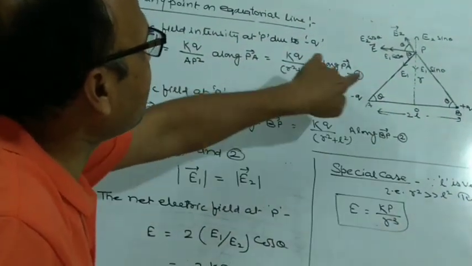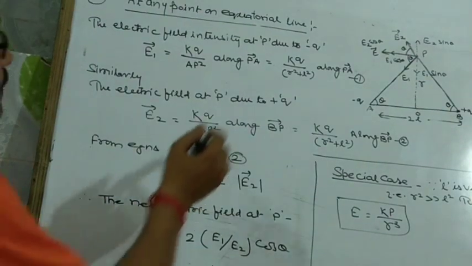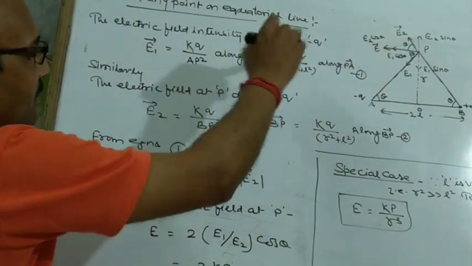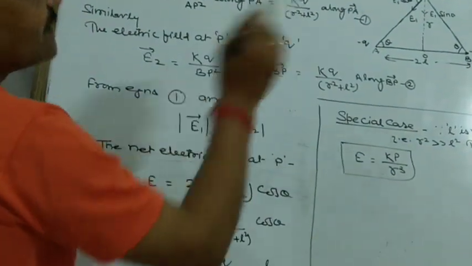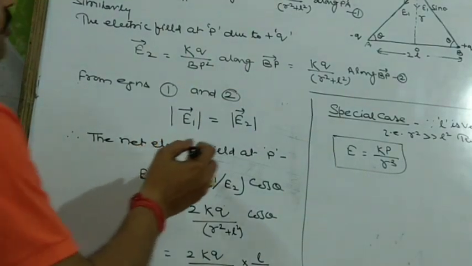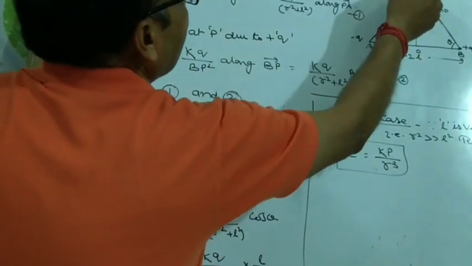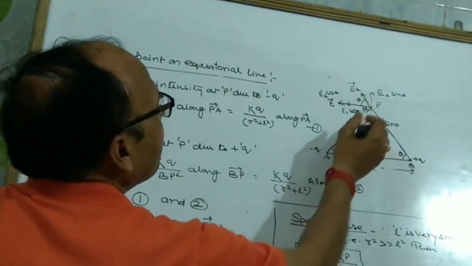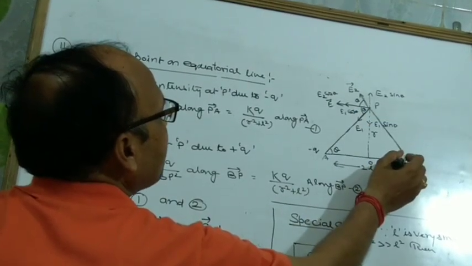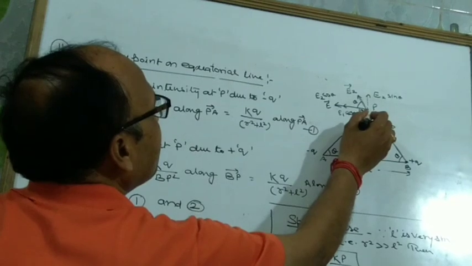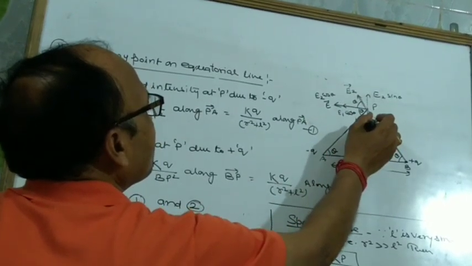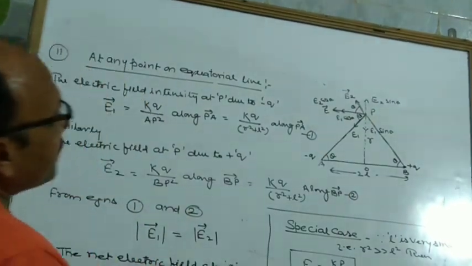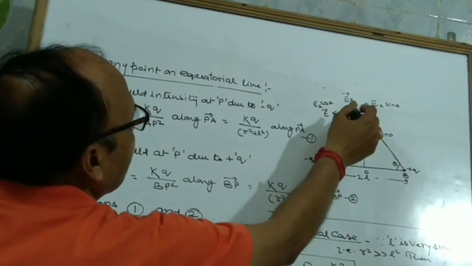From these two equations, first and second, you will see the magnitude of both E1 and E2. The magnitude of both the vectors E1 and E2 are same, but directions are different. So we have to resolve these vectors. We are taking this angle theta, then this will be 90 minus theta. This will be the same angle theta. This is also 90 minus theta. So this is the straight line. The sum of these two and this will be 180 degrees. So this is equal to 2 theta.